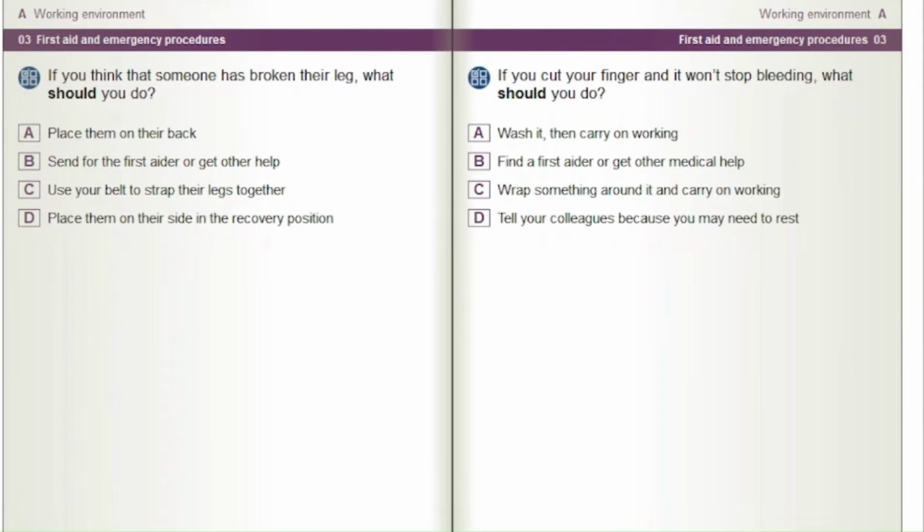If you cut your finger and it won't stop bleeding, what should you do? Wash it, then carry on working. Find a first aider or get medical help. Wrap something around it and carry on working. Tell your colleagues because you may need to rest.